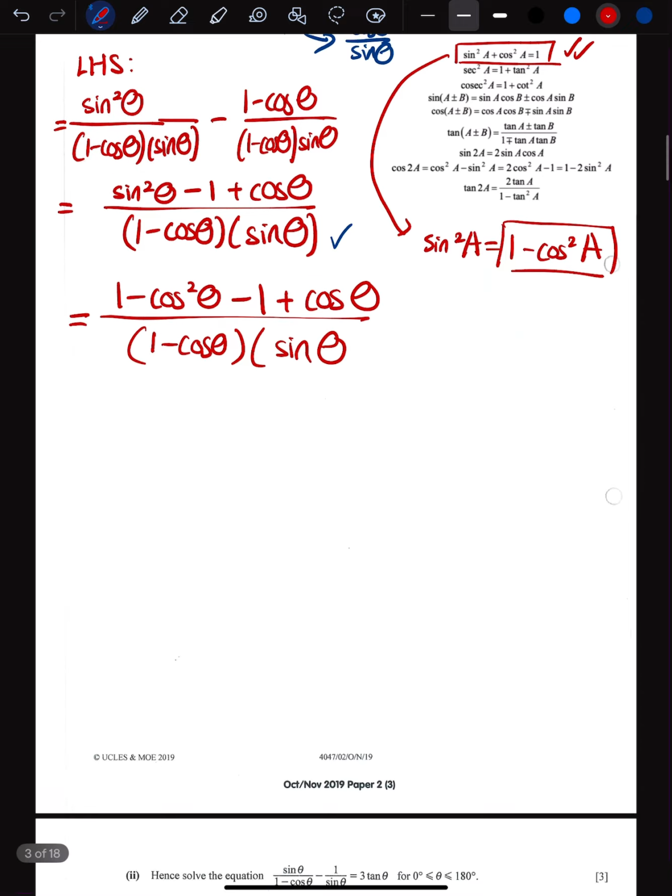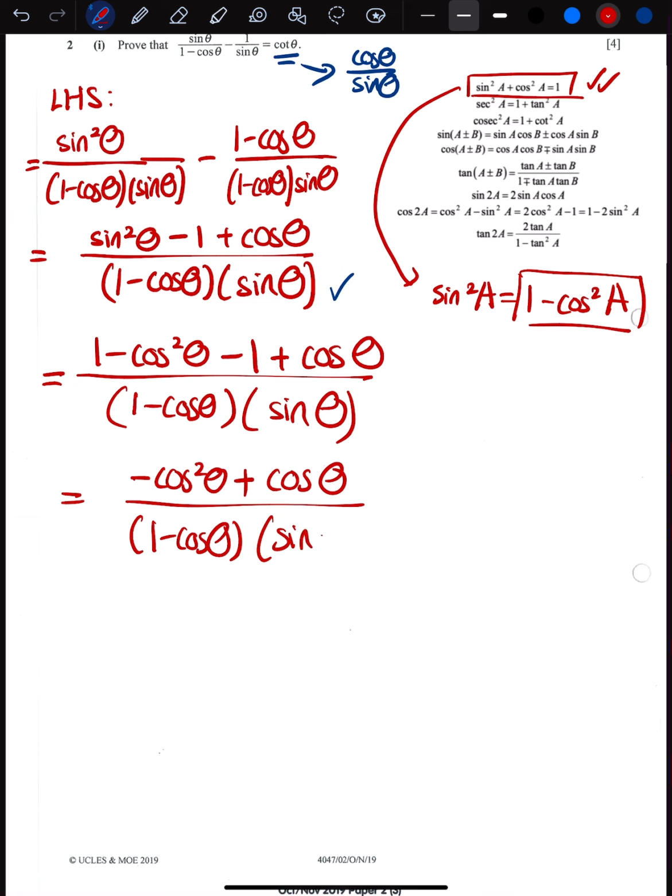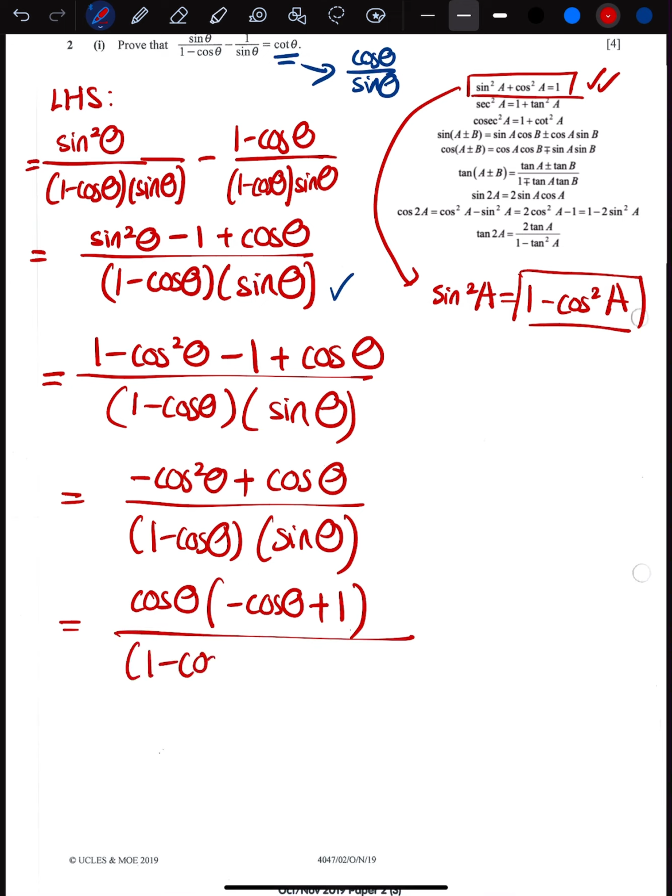Okay, we simplify this at the top a bit. The 1 and the 1 cancel out. So at our top, we just get negative cosine square theta plus cosine theta over 1 minus cosine theta sine theta. Here I can actually factorize out cosine theta at the numerator. And inside, I just get negative cosine theta plus 1, right? And my denominator just becomes 1 minus cosine theta sine theta.